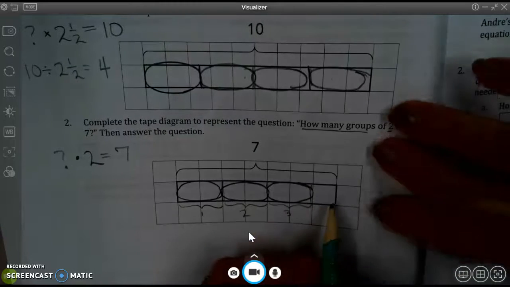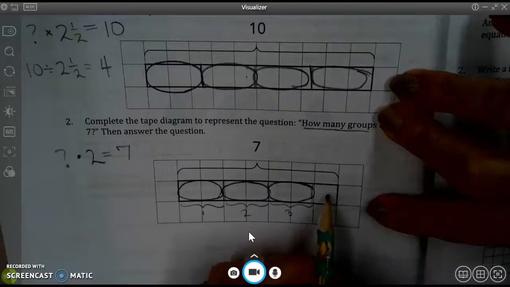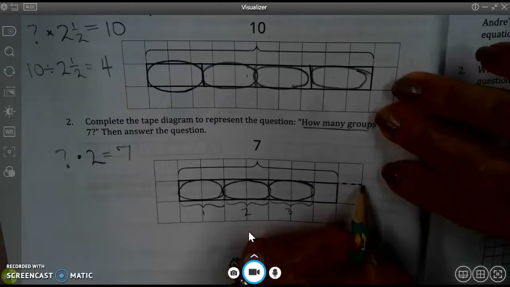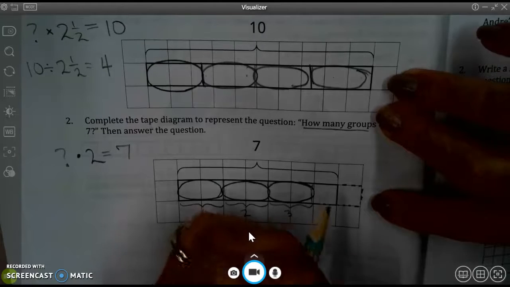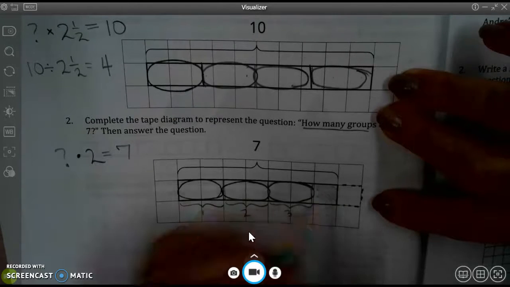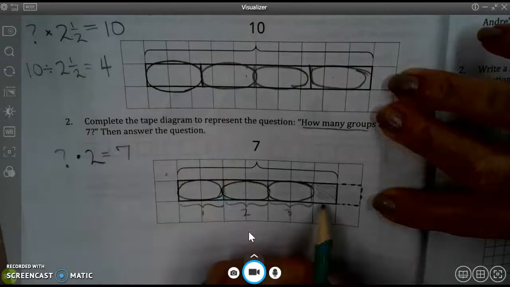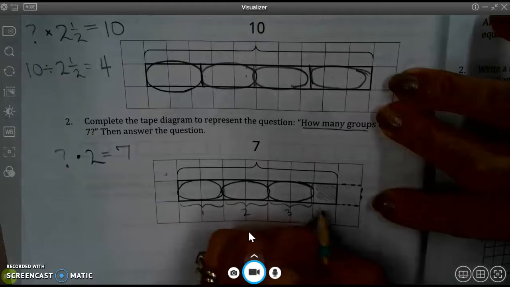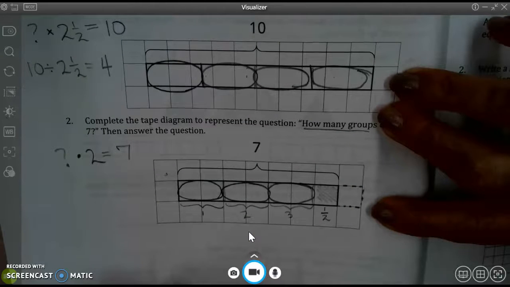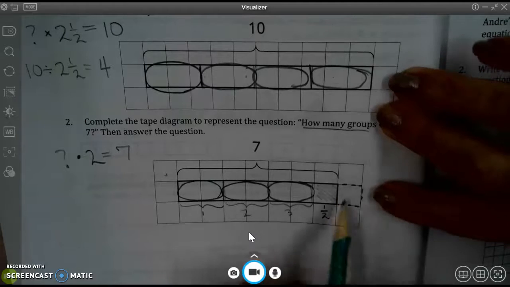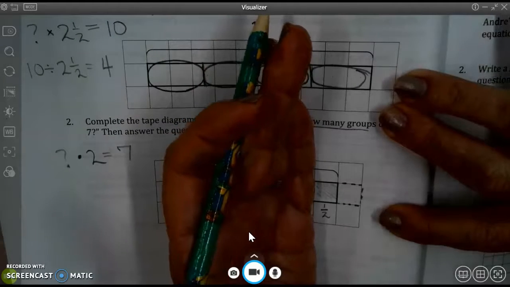Now, I don't have enough to make another full group of 2. I only have 1. Well, if I were to think of this as another full group of 2 and shaded it in, then this shows me the fraction 1/2. So this is not a full group or one whole group. This is 1/2 of a group of 2. Remember, this isn't really here. I just drew that in so that I could easily see the fraction 1/2.